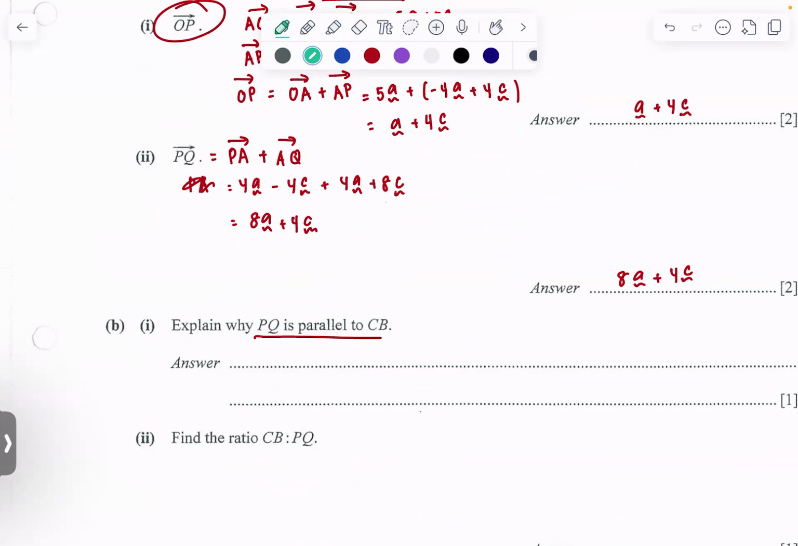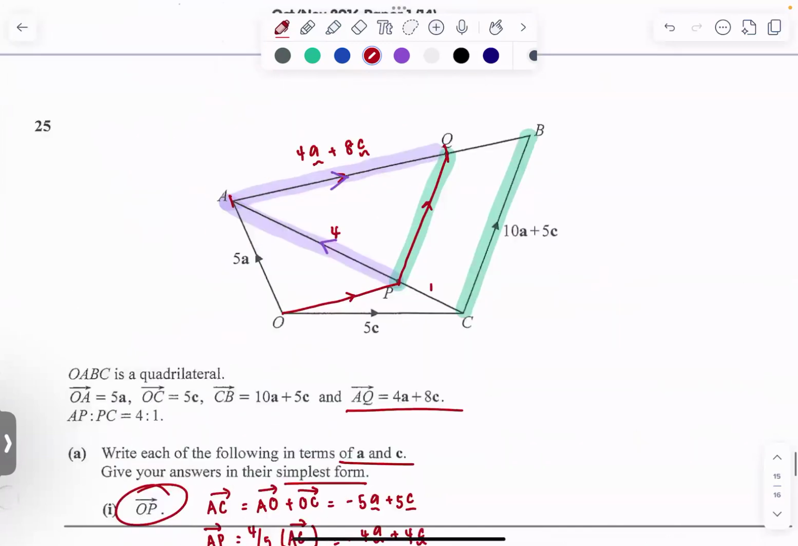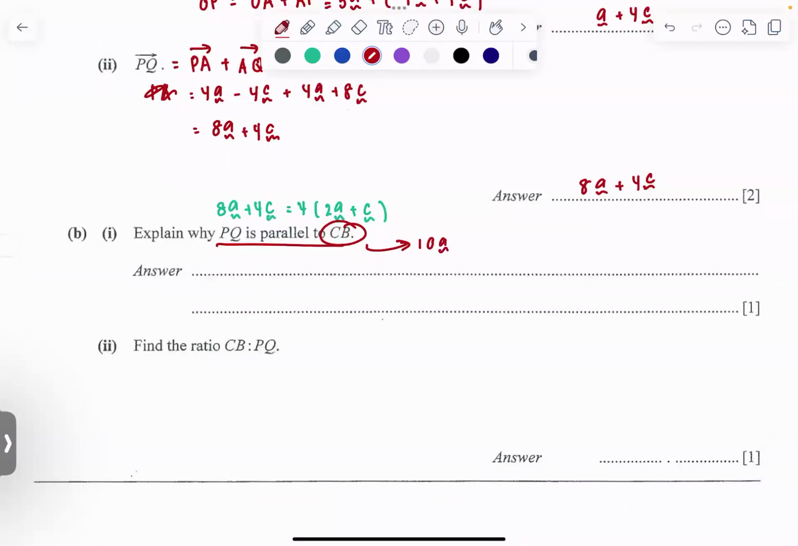So in order to prove that, we know that PQ is actually 8A plus 4C. And you can further simplify this. Let's take all the common factors out. 4 (2A plus C), right? And how about CB? What is CB? CB we know is 10A plus 5C. And similarly, we take all of the common factors out. 5 and this would be 2A plus C, right?